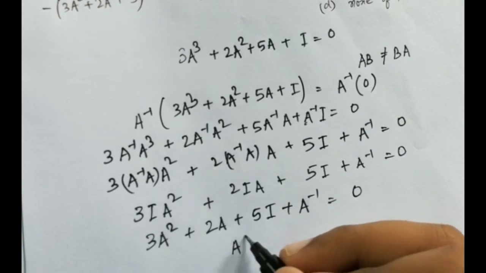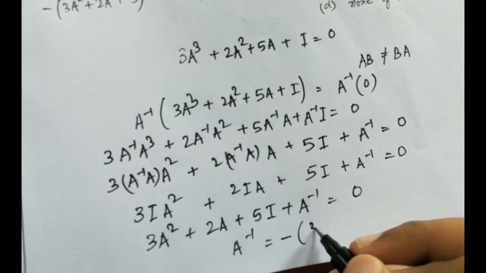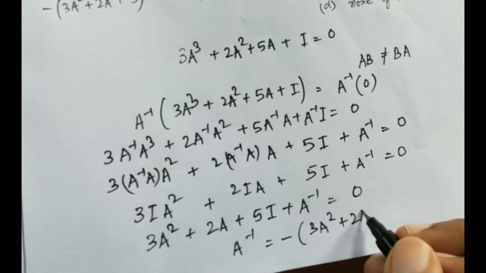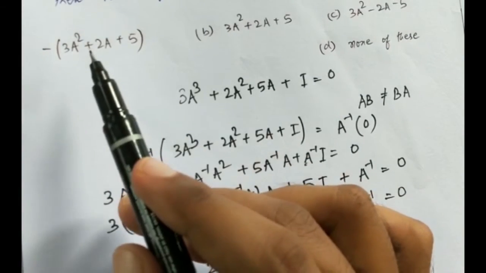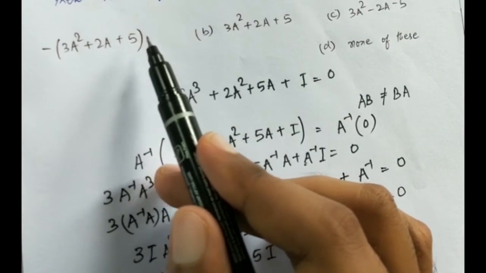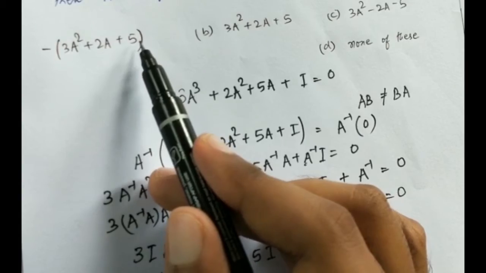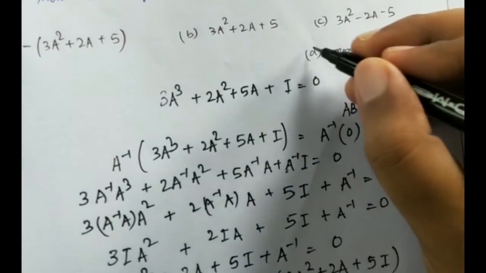So what will be A inverse? A inverse equal to minus of 3A square plus 2A plus 5I, which should be equal to the first option if it was given an identity matrix. But since there is no identity matrix given, the right option will be none of this.